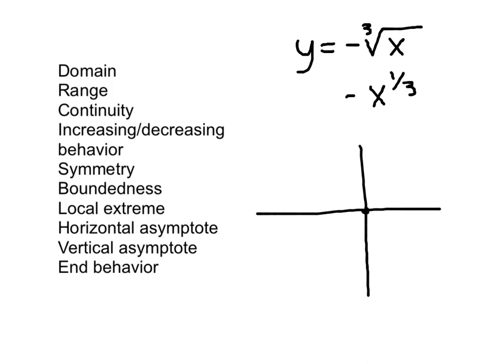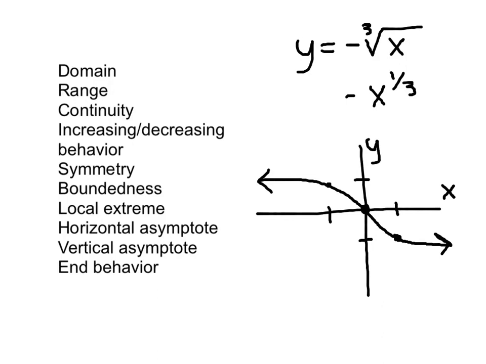At 0, it has 0. At +1, it's +1. At -1, it's -1. And, oh, shoot, we're going the opposite. At +1, it's -1, and at -1, it's +1. And this graph looks something like this.